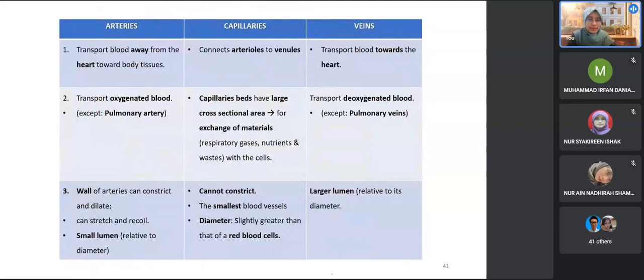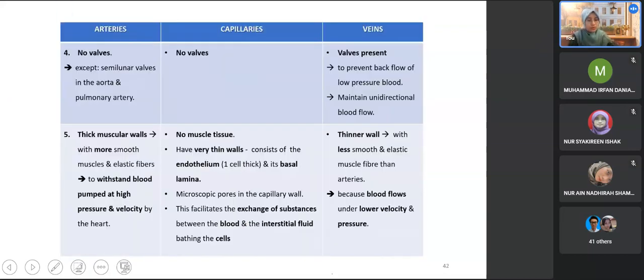So from this table, it differentiates between the artery, capillaries and veins. The arteries will have no valve. Capillaries will also have no valve, but the vein has valves, except for the pulmonary artery and also the aorta, where they have semilunar valves. So the vein will have valves.